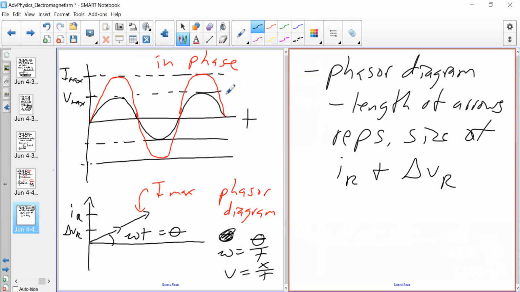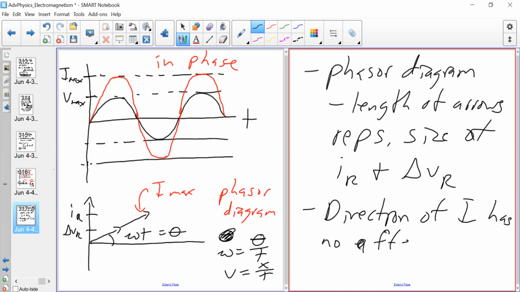So we get into this though. The direction of the current has no effect on the behavior of the resistor. The resistor doesn't care. It doesn't matter. It's going one way, then the other, because the resistor is seeing this as netting to zero.